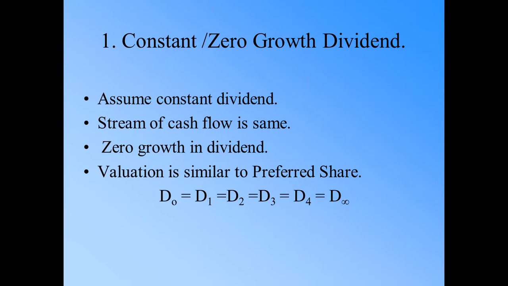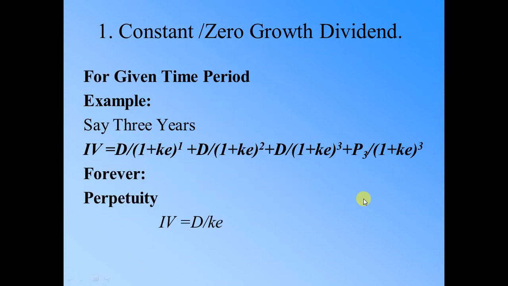Similarly, if the dividend is constant, you can use the perpetuity concept if you are purchasing a common stock forever. So in this case, the stream of cash flows is the same. There is no growth in the dividend, so valuation is similar to preferred share. In this case, today's dividend is equal to the next dividend, and then D1 is equal to D2 till infinity. There is no growth in the dividend.